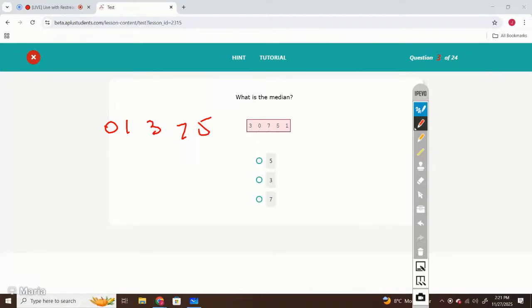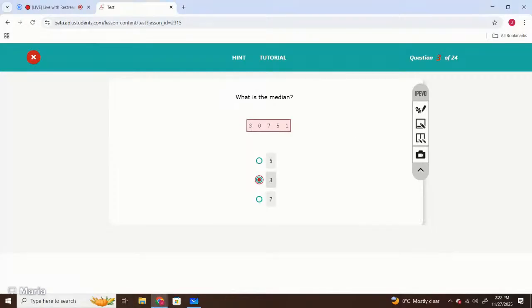Median is the number that divides the data into two equal groups, right? Exactly the middle number it is. So that is 3. Before the median, you have all the numbers that are less than the median, and after the median, we have all the numbers that are greater than the median. So the median is 3. Option number 2 is the correct option.